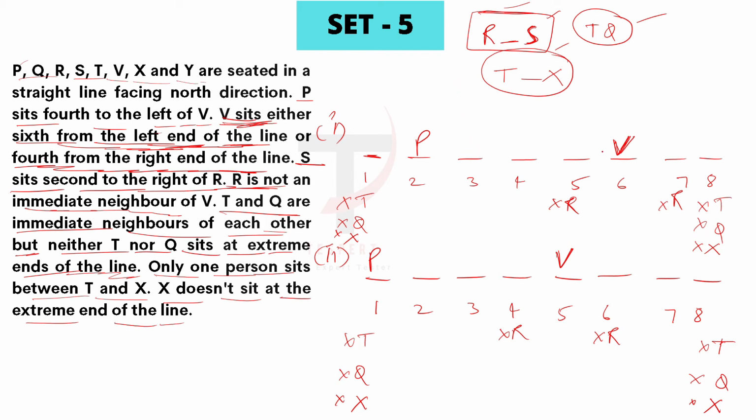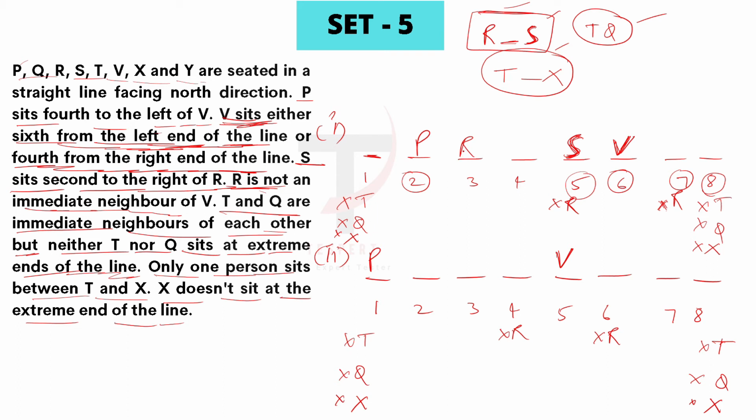If we adjust, we cannot place R at the 7th position, because it is already given here. R is not an immediate neighbor of V. So R cannot be at 5, R cannot be at 7, R cannot be at 8, because if R is at 8, where should we fix the space and S? So R is not at 6, not at 2. R can be at 3, right? If R is at 3, the fourth place will be vacant and S will be at 5.